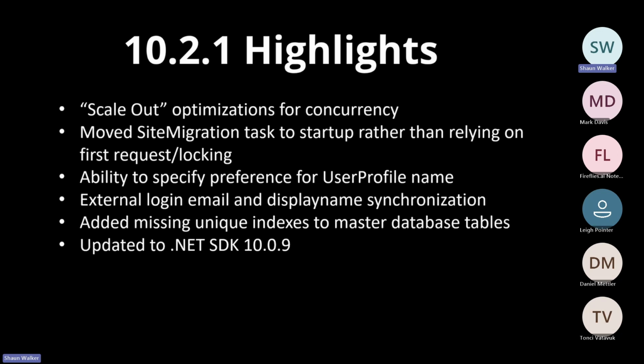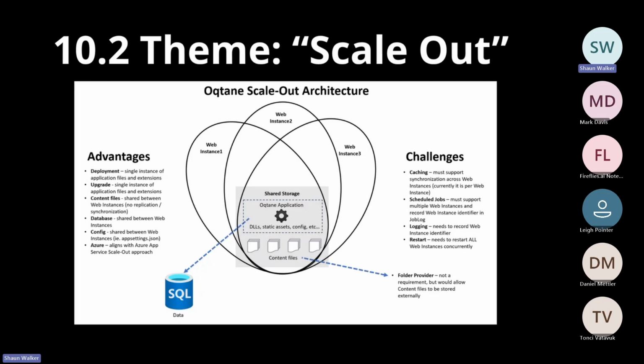For example, there was a compatibility or security vulnerability issue in SQLite, and so a newer version of SQLite was included in 10.2.1. And I think that was it for those types of updates. And so obviously 10.2, the whole theme of the release was on scale out.